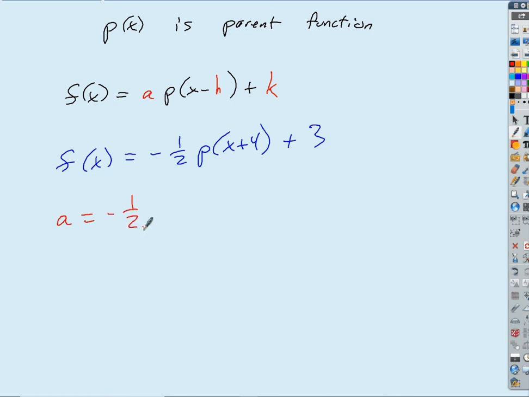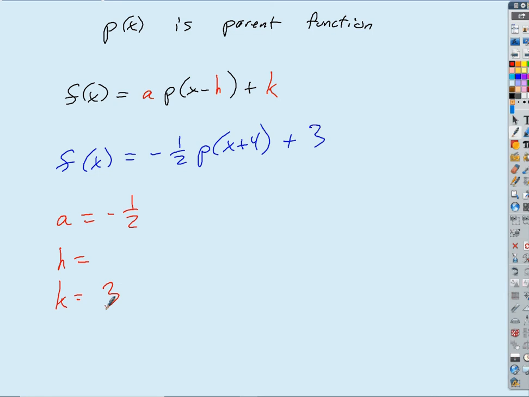Okay, we've got to get h and k. Let's do k first because it's the easiest. K is pretty obvious. What's k? 3. Yeah, it's the number that's being added at the end, right outside of everything. So k is 3. Now what's h? You've got to be careful with h. No. It's negative 4. Okay, now how come?